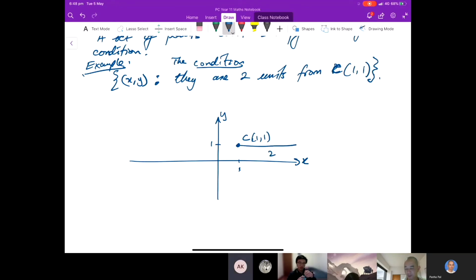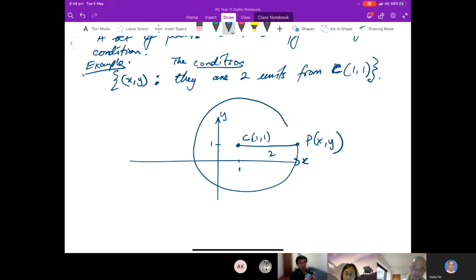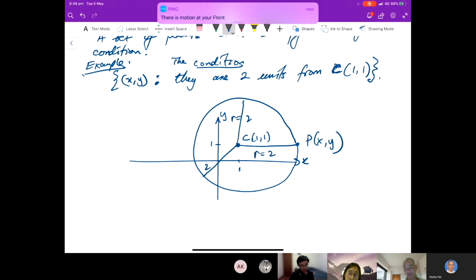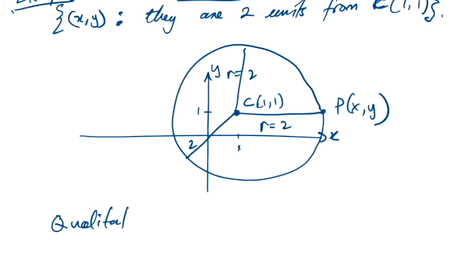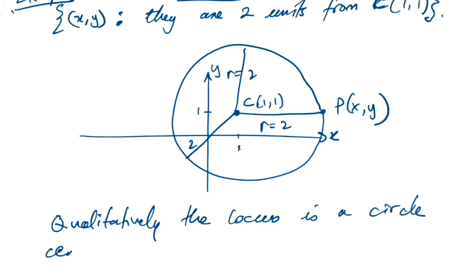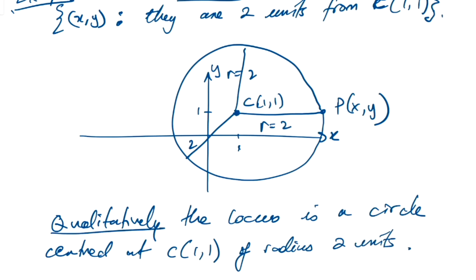Good. So I go 2 units away. All those points, if I call it (x, y), let the variable point that can move on the locus be called P. Then if I move it, I should actually get a circle. Wherever it is, its distance is always 2 units. So that distance becomes the radius of a circle. Is that clear? Qualitatively, the locus is a circle centered where? Are you clear?